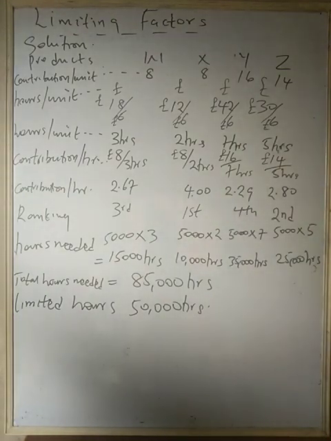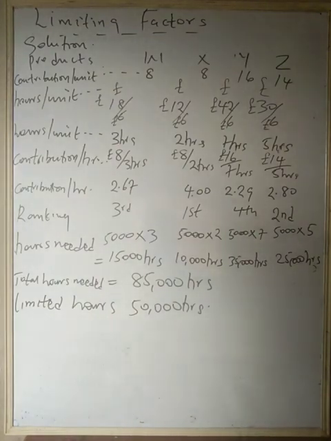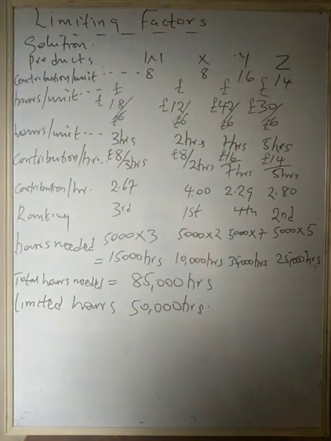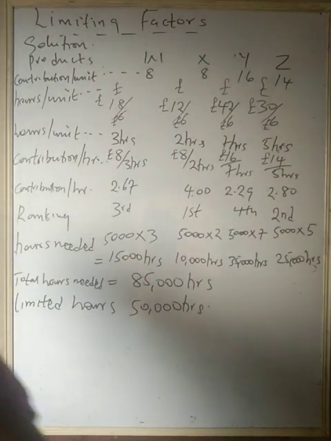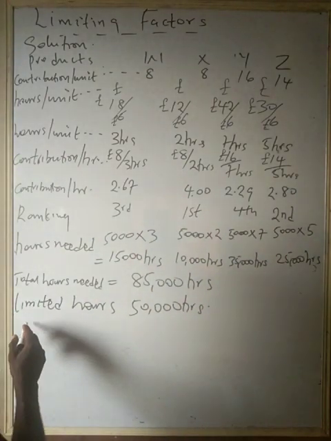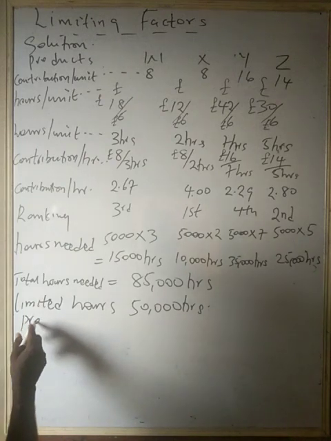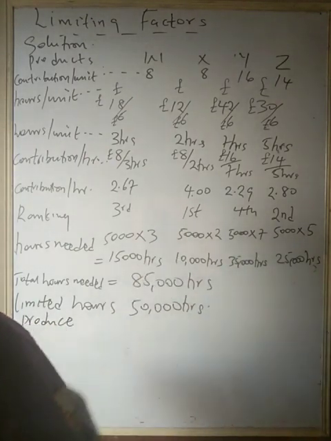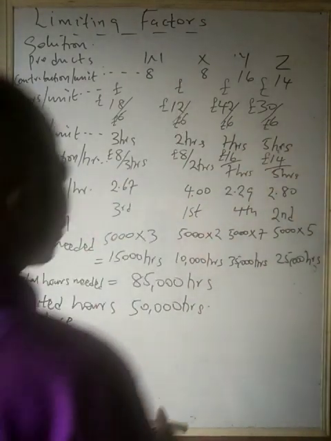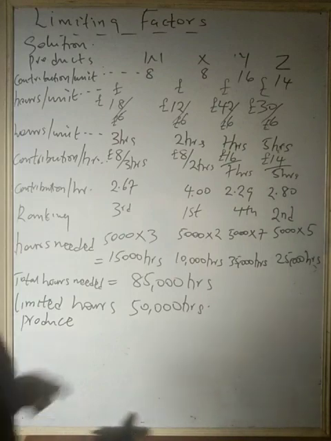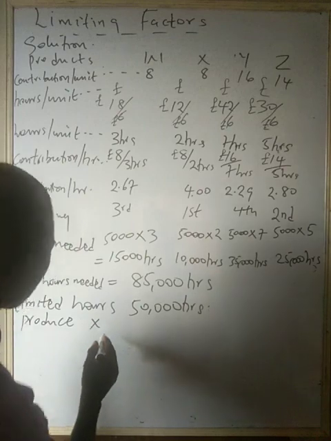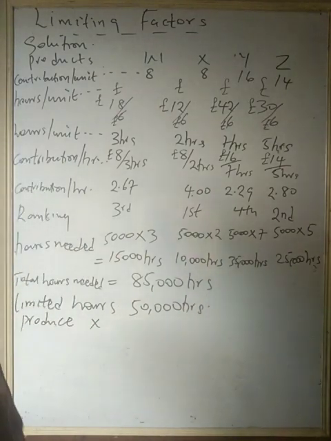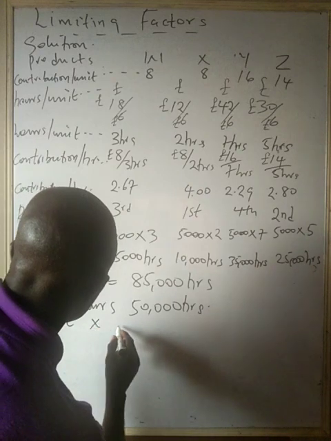What are we going to do now? What we are going to do now is produce for the product that gives us the first ranking. That is X. Produce X, and that is 5,000 units. Produce X.